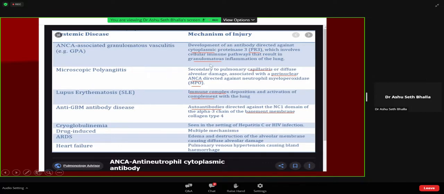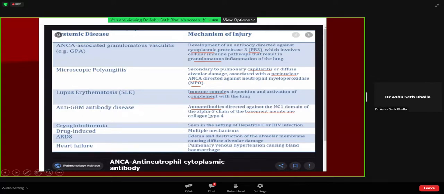Both have capillaritis. This one has granulomatous inflammation. That's why it's called ANCA-associated granulomatous vasculitis, while this one doesn't have it. The type of ANCA, C-ANCA or P-ANCA, which is associated with the two is different. So GPA is associated with C-ANCA, the correct term for which is PR3. So PR3 ANCA presence implies GPA, while MPO ANCA presence implies microscopic polyangiitis. So it's known as a PR3 vasculitis or an MPO vasculitis. These are the two main SVVs in this category.